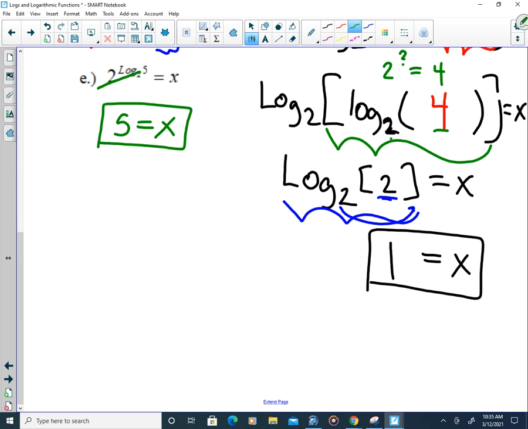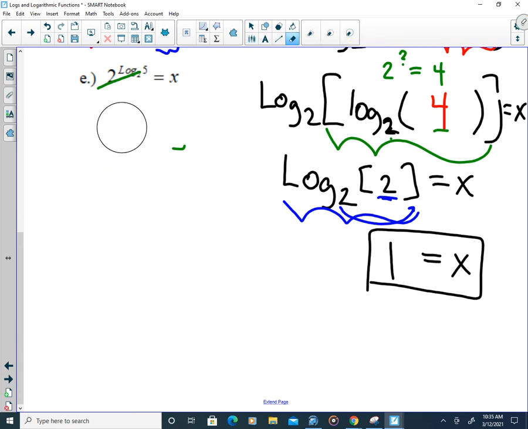I can show you why this works. It's related to what we worked on yesterday. But for ones like this, I'm not going to require you to show work. You can just mark these out and just put 5 equals x. But I'll prove to you why it's true.